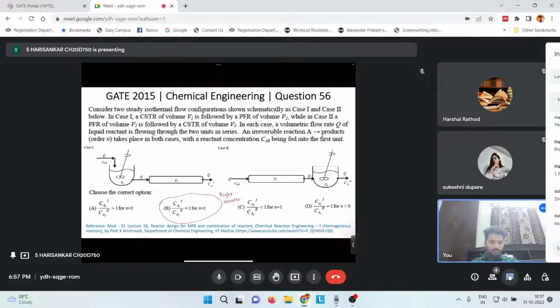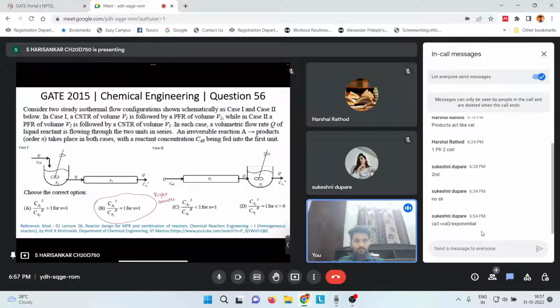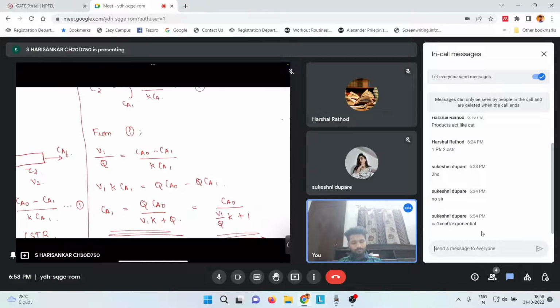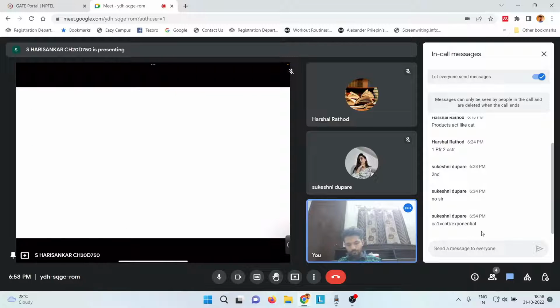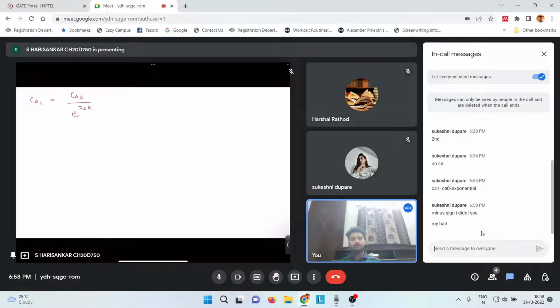So CA1 is equal to CA0 by e raised to tau 2k, right? Basically, if we take this on top, it will be CA1 is equal to CA0 e raised to minus tau 2k. That's all.